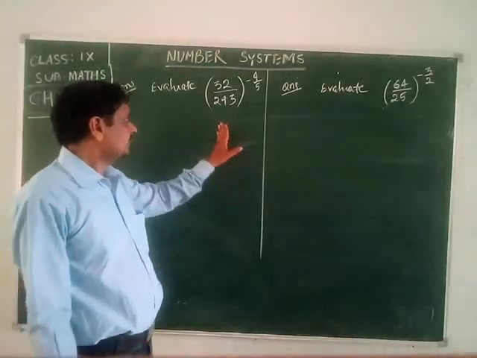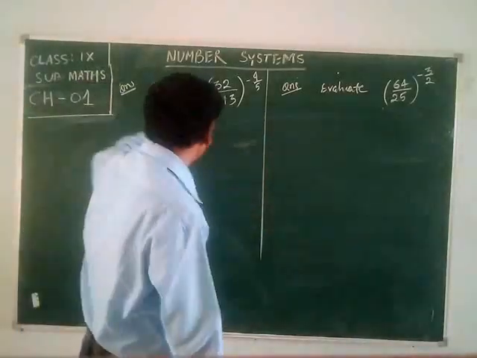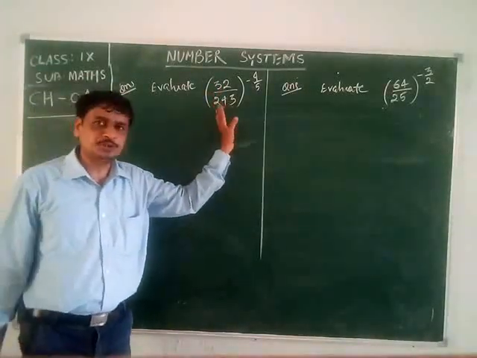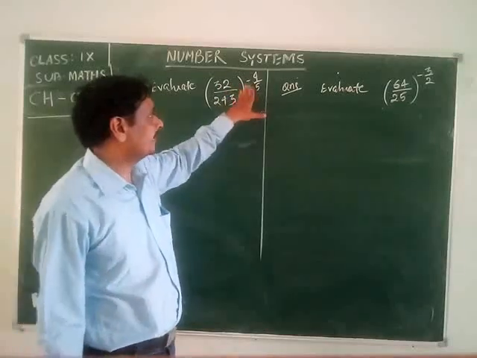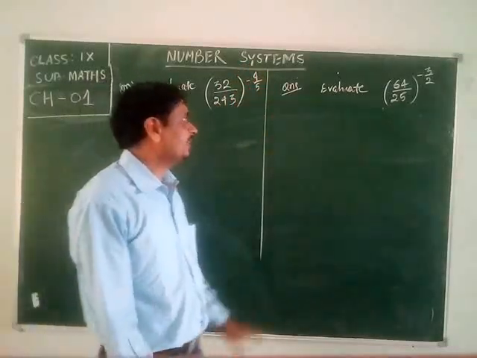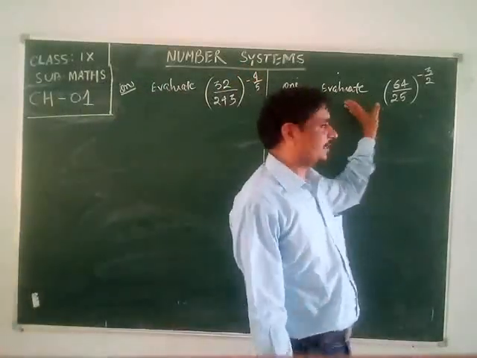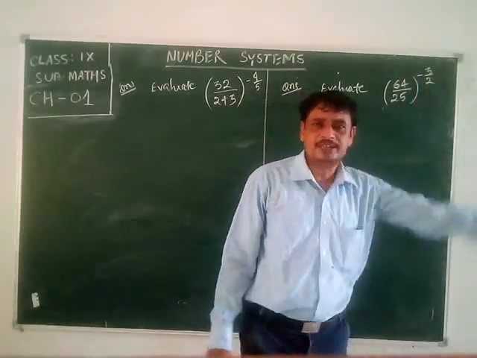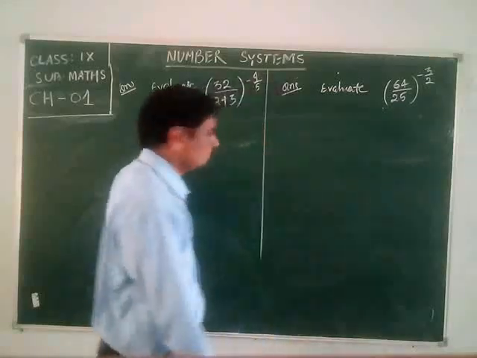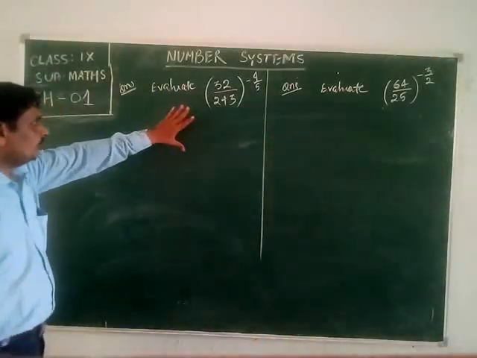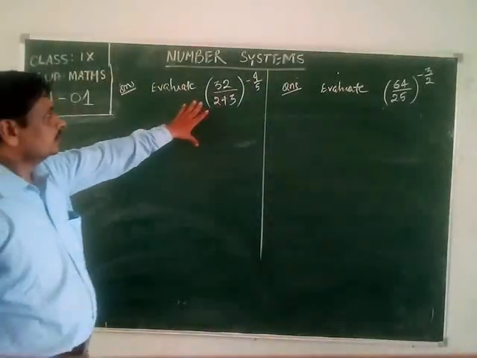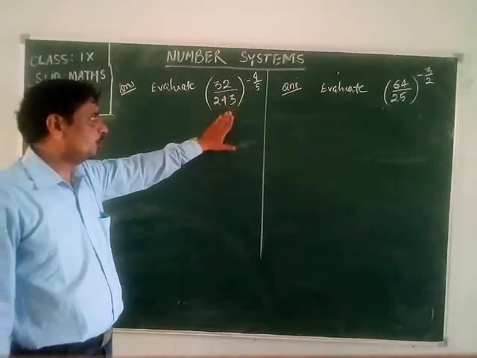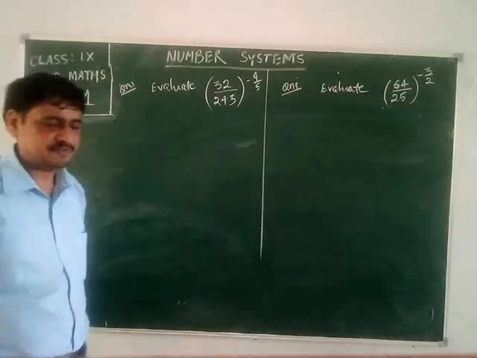Here, it is given two questions. First one is find the value of 32 by 243 whole to the power minus 4 by 5. And in the second case, it is given find the value of 64 by 25 to the power minus 3 by 2. So come to this first question. How can we find this 32 by 243 whole to the power minus 4 by 5?